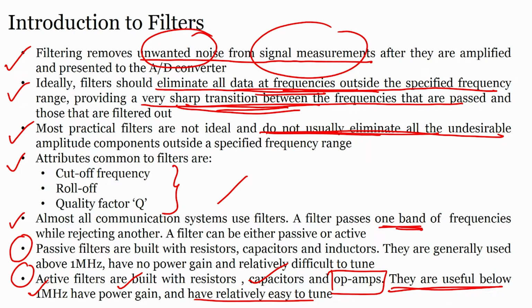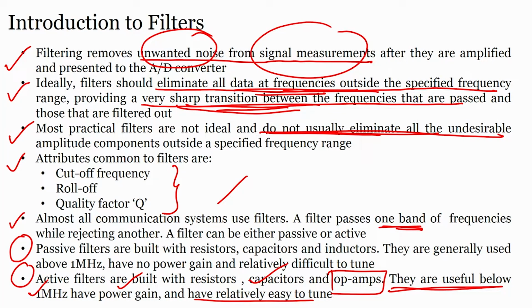Fourth, there are 3 attributes common to all the filters: cutoff, roll off, quality factor. Fifth, almost all communication systems use filters. Sixth, a filter passes one band of frequencies while rejecting another, right. Seventh, passive filters and active filters.